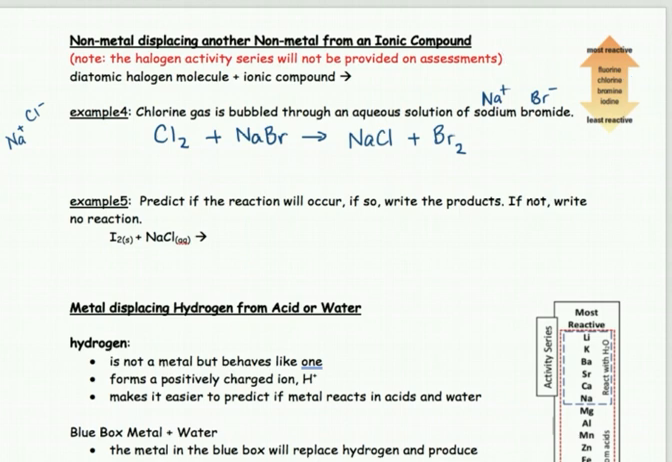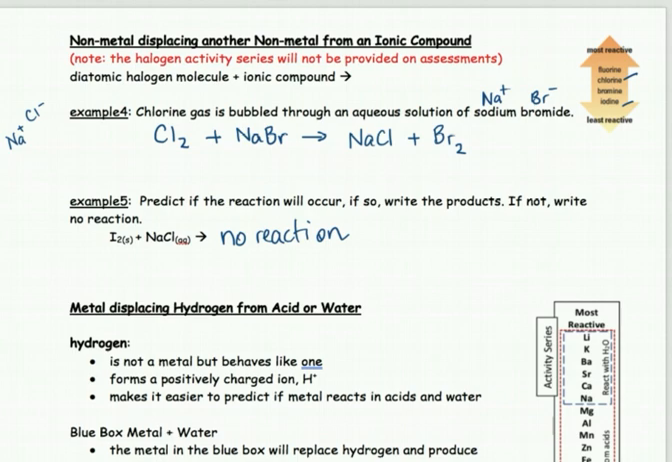Just erase these out of here. So we have iodine, which is here, and it's trying to take out chlorine. Iodine is lower on the halogen activity series, so it will not be able to displace the chlorine out of sodium chloride, so there will be no reaction. The sodium and chlorine will stay together. That's how you use the halogen activity series.